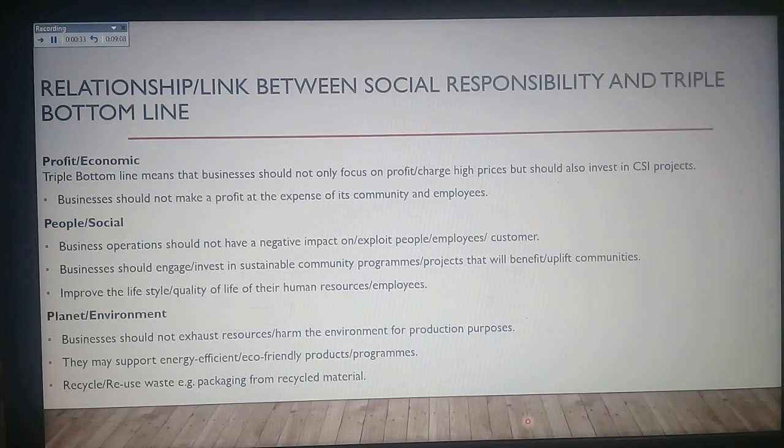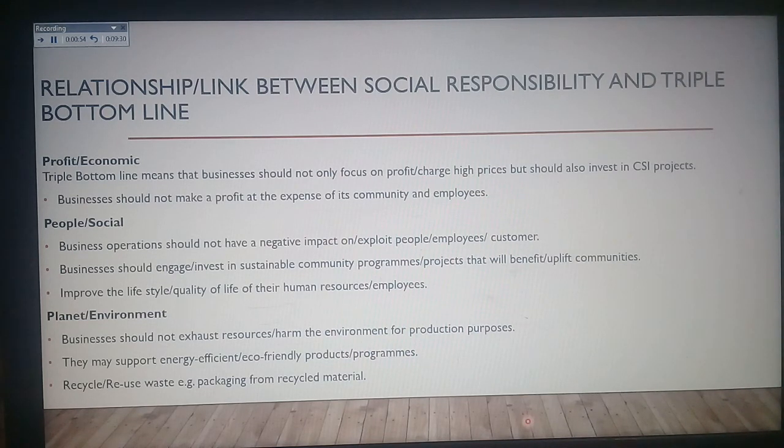All right. We are saying people or social businesses operations should not have a negative impact or exploit people, employees, or customers. Businesses should engage or invest in sustainable community program projects which will benefit or uplift the community, improve the quality of life of the human resource or employees.